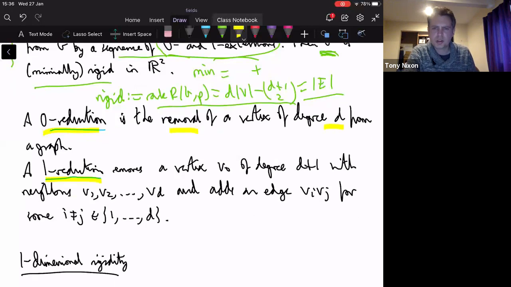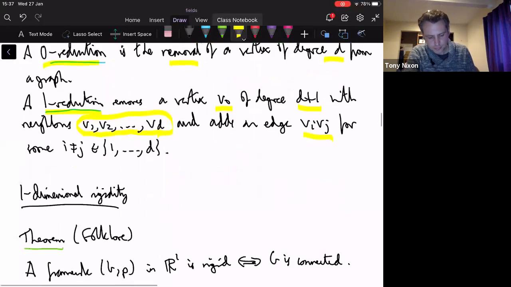A 1 reduction, now it's not quite the inverse, but it is the reverse operation. So a 1 reduction removes a vertex of degree D plus 1, and say it has neighbors V1 up to VD, and then it adds an edge. But now there are lots of possible edges because it's just some edge among these vertices gets added in. So you can see there's lots of choice and lots of options for how you would do a 1 reduction. So that's a bit different.